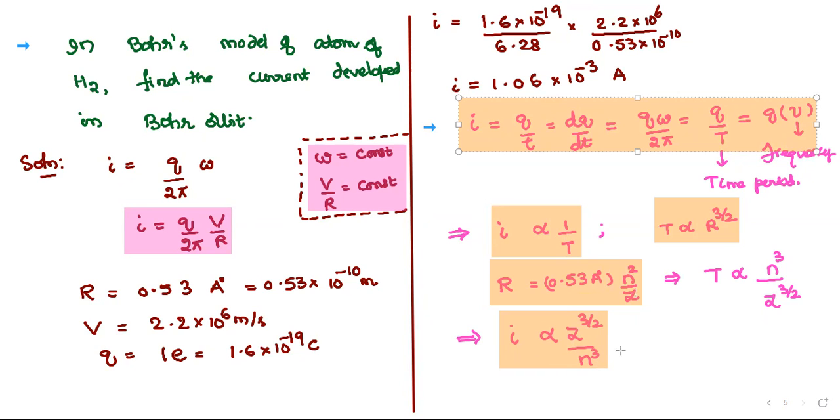So are you able to solve these kinds of models? Currents developed, suppose they ask the ratio in a hydrogen-like atom or in a hydrogen atom. Hydrogen atom means Z is constant. Directly you can take I is proportional to n power minus 3, same Z. If they want to compare the ratio of currents for a second orbit, third orbit, you can use this concept.